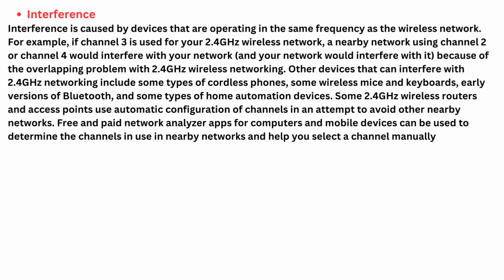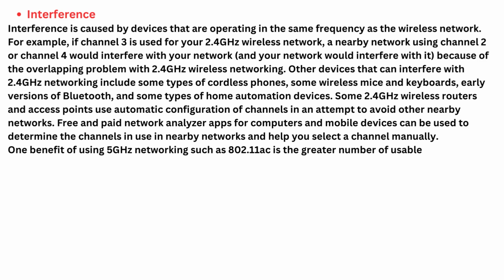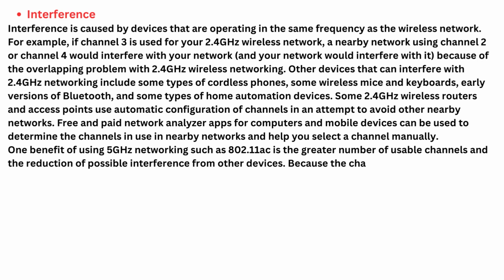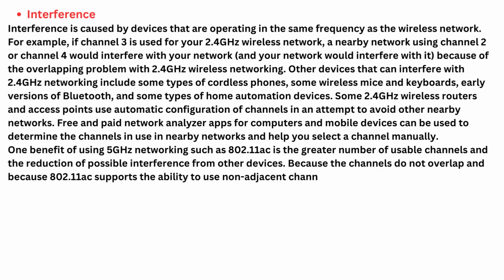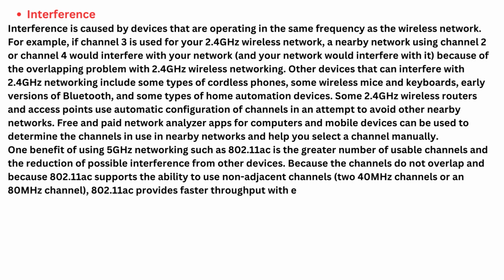One benefit of using 5 GHz networking such as 802.11ac is the greater number of usable channels and the reduction of possible interference from other devices. Because the channels do not overlap and because 802.11ac supports the ability to use non-adjacent channels, 240 MHz channels or an 80 MHz channel, 802.11ac provides faster throughput with easier configuration than 2.4 GHz wireless networks.